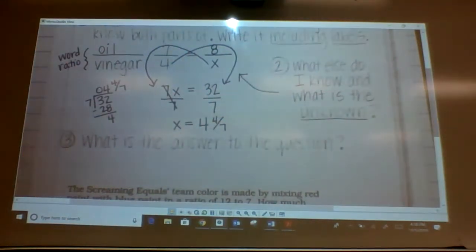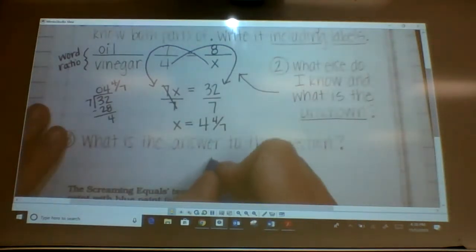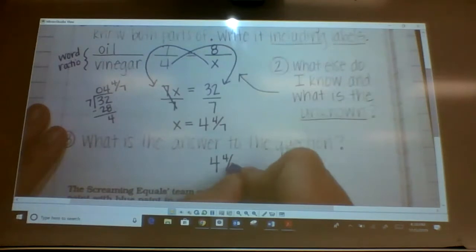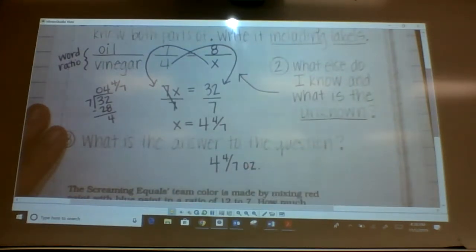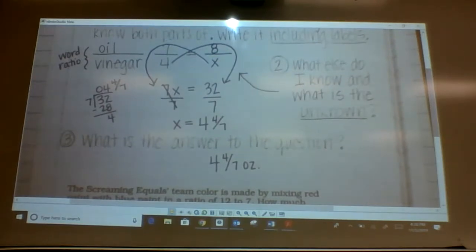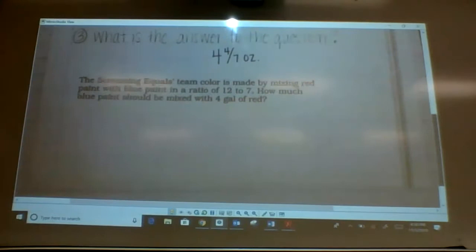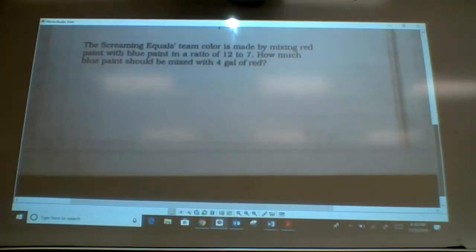And of course, you can change it to decimal too, but if you don't have to, then you can leave it in mixed number form. So let's go back to the question and make sure we answered it. How much vinegar did he need? He needed 4 and 4/7 ounces of vinegar. All right. Let's look at the next question, and then you are going to get to do some all on your own.